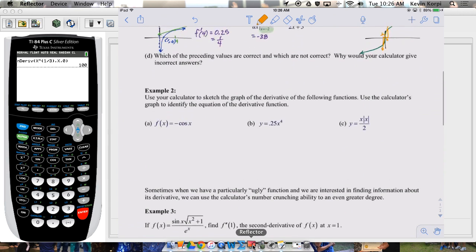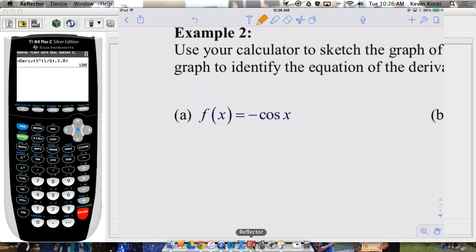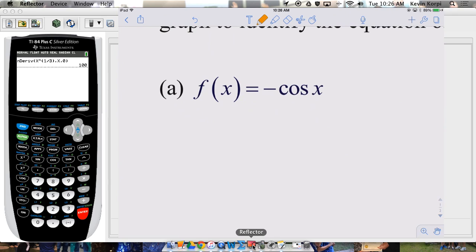All right, there's one last thing that your calculator can do for you. It can graph derivative functions. So I'm just going to do this very quickly. I want to sketch the derivative f prime of f of x equaling negative cosine of x. Now I don't know what the derivative of negative cosine is, do you? But I'm going to let the calculator sketch the graph of the derivative, and then I'm going to recognize the lion by his paw. And I'm going to be able to figure out what the equation of the derivative is after the calculator graphs it.